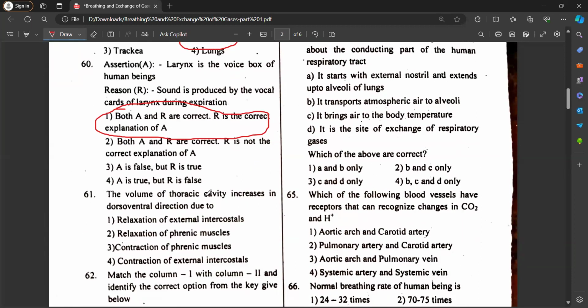Volume of thoracic cavity increases in dorsoventral direction. This is what you should remember. Which direction? Dorsoventral. And which volume is increasing? Thoracic cavity. So the volume of thoracic cavity increases in dorsoventral direction due to relaxation of external intercostals, relaxation of phrenic muscles, contraction of phrenic muscles, contraction of external intercostals. So the option is contraction of external intercostals.